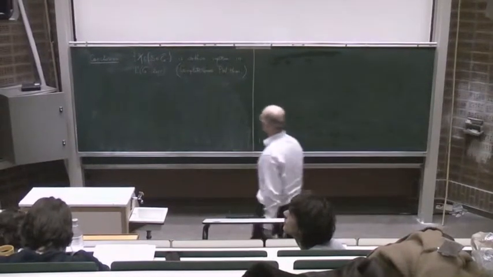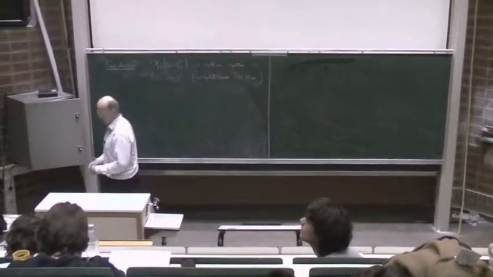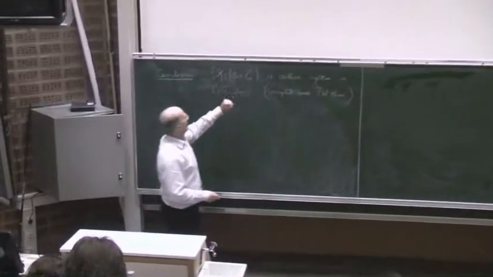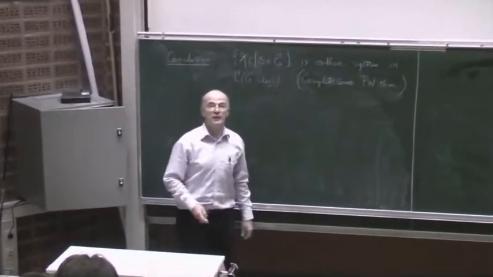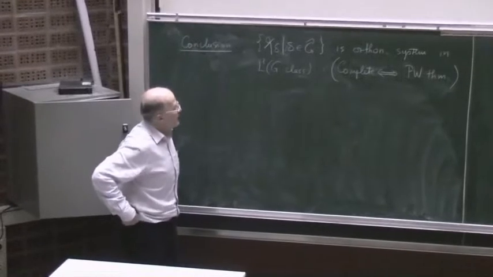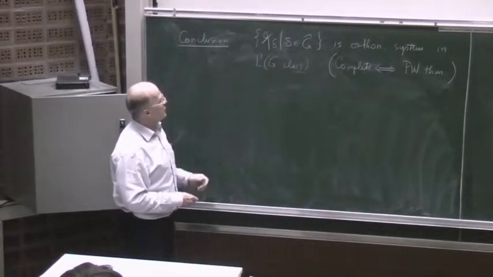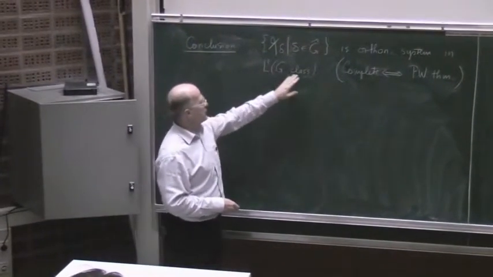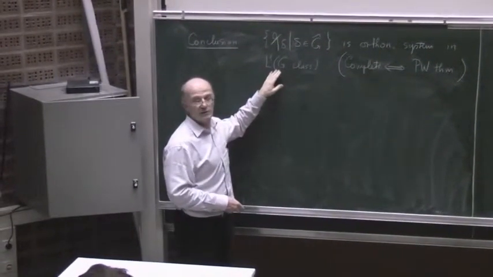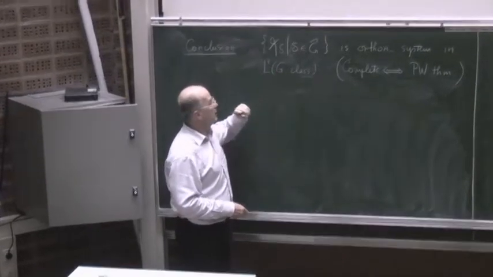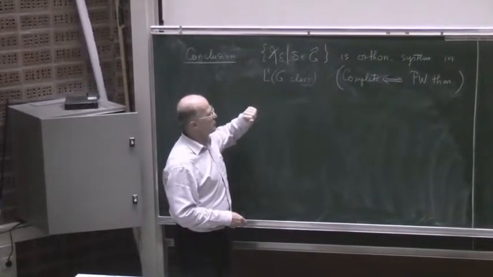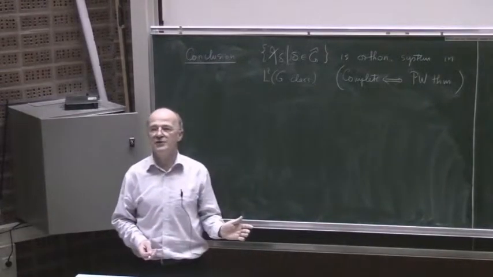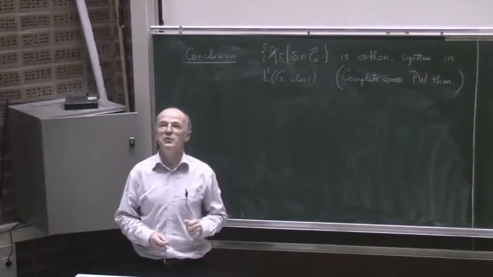So before the break we concluded that the characters associated with the equivalence classes of continuous finite dimensional representations of a compact Lie group G is an orthonormal system in the space of conjugacy invariant functions, square integrable functions on G. And the statement that this is an orthonormal system is really a consequence of the intertwining property and the Schur orthogonality relation, all of which we really proved.